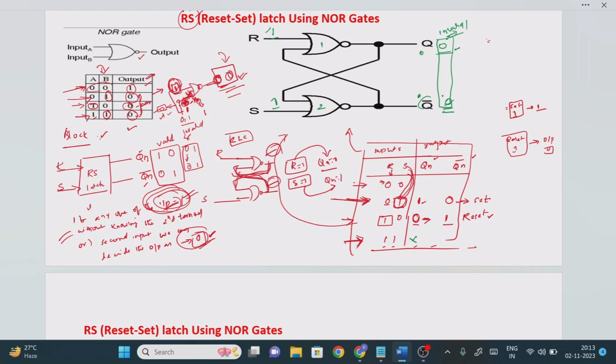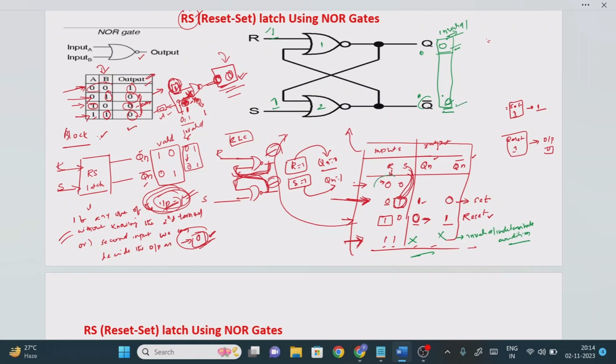It means that we are not capable of storing the information in the memory element. So this is what we call the invalid or indeterminate condition, right? Why? Because invalid or indeterminate means we are getting the same output value.